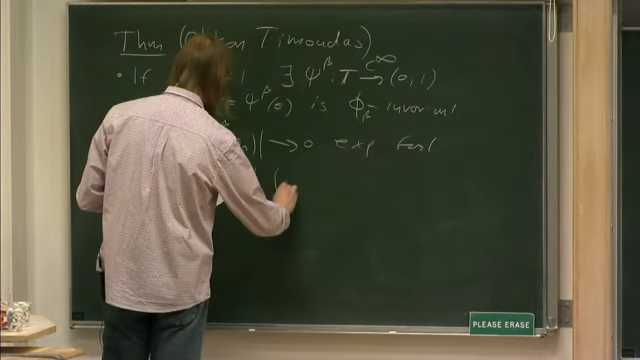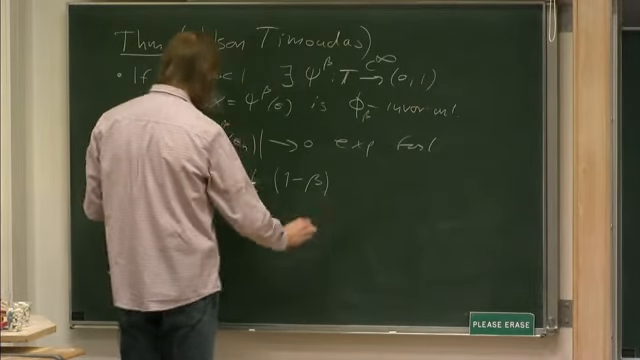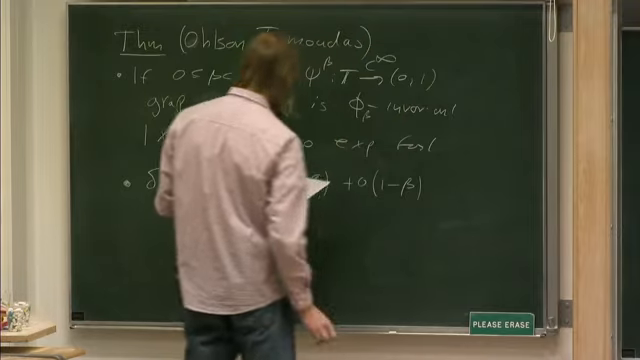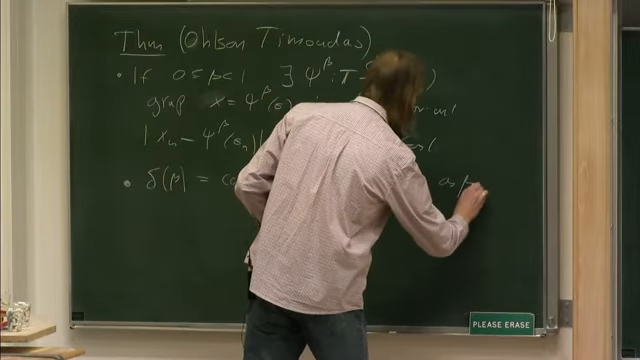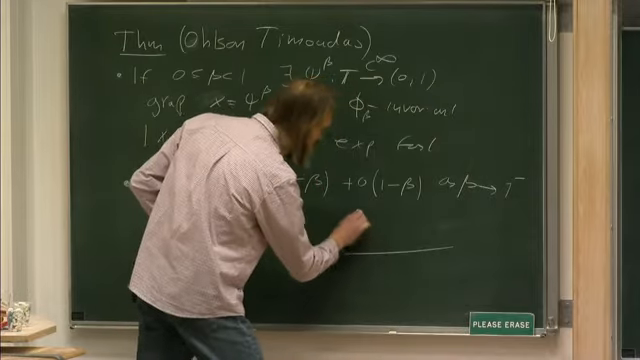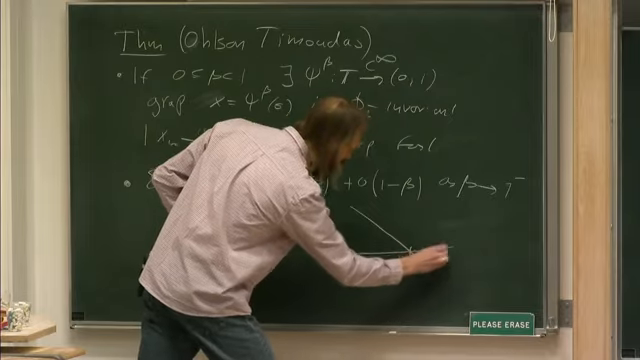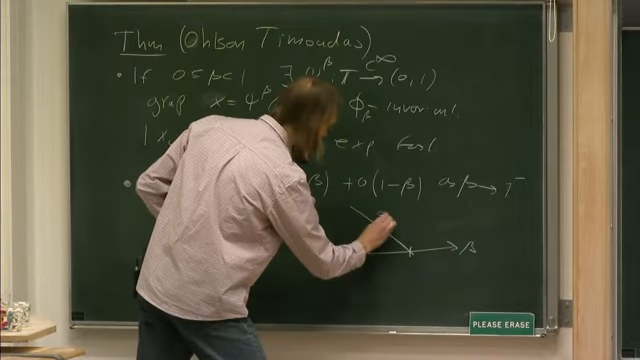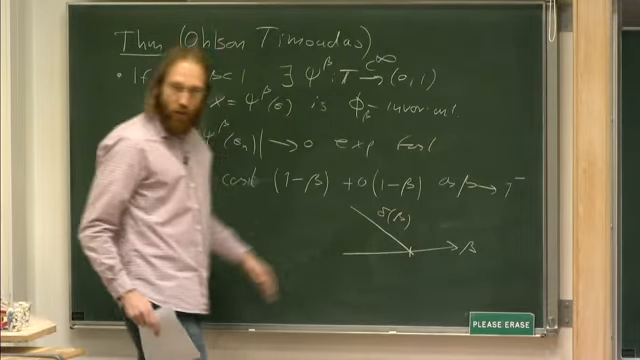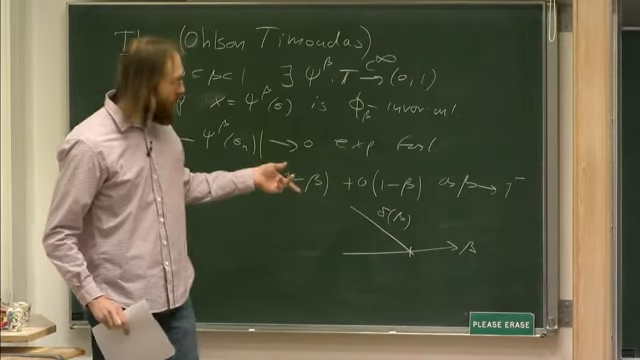So some constant times 1 minus beta plus small little o of 1 minus beta, as beta tends to 1 from below. So it means that the minimal distance, if this is beta, this is delta of beta, goes linearly to 0. And this has been observed.